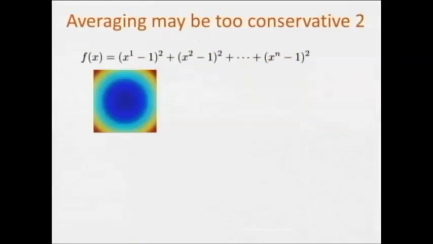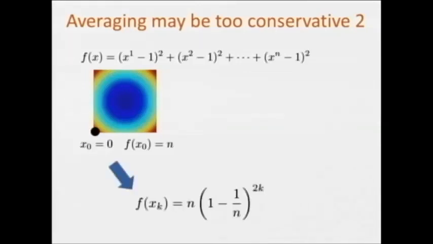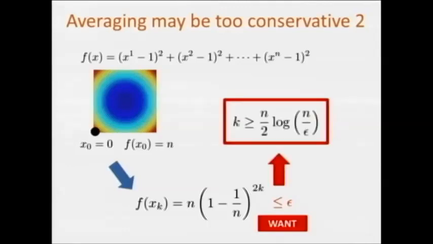So let's look at exactly the same example, but with n dimensions. So if you have n dimensions, you start at the origin. The function value is n at the origin. And after k iterations, you can just easily write down what happens. So if you want this to be less than or equal to epsilon, then you need this many iterations. And it suddenly depends on n linearly. So it grows with dimension. And if n is huge, this is exactly what you want to avoid. Okay? So this is bad.